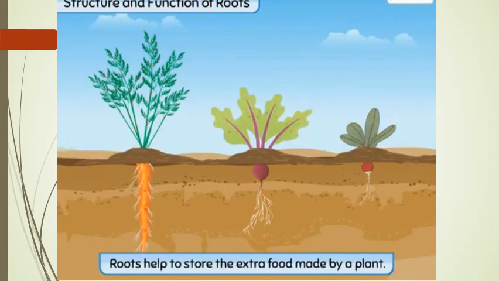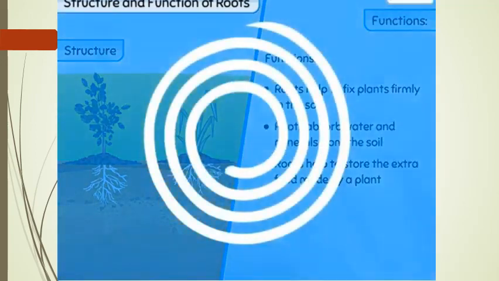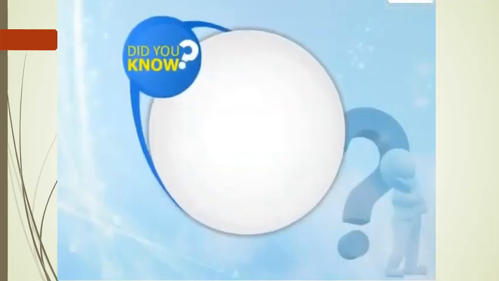Roots of many plants such as carrot, beetroot and radish also help to store the extra food made by a plant. Now we all know how important the roots are to the plant.